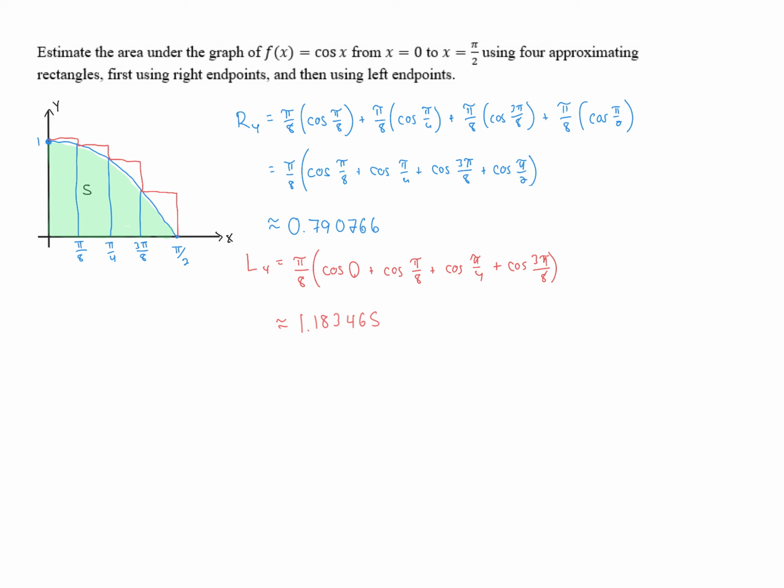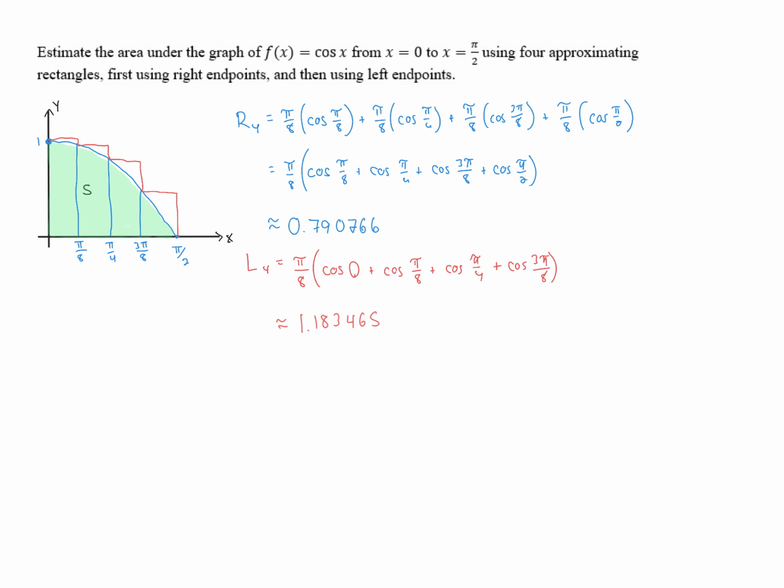Now, if we wanted a better approximation, we could use 10 rectangles, 100 rectangles, 1,000 rectangles, and get closer and closer and closer to the limit. We're not going to do that in this problem. That would take a lot more time and calculations. And the goal here is to just get a little bit of practice setting up what these are going to look like.